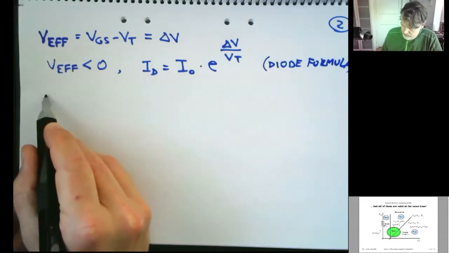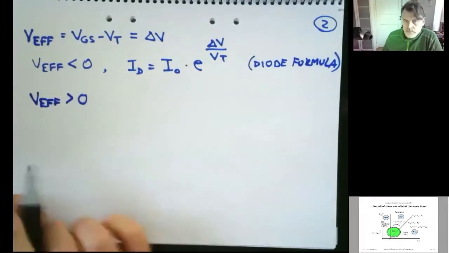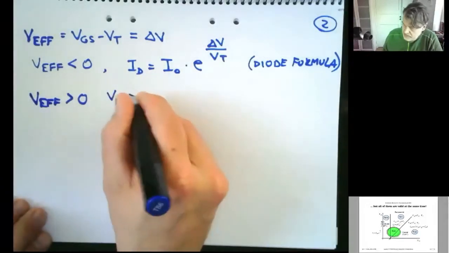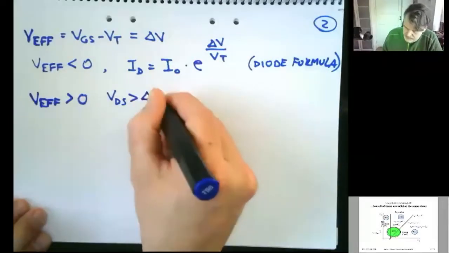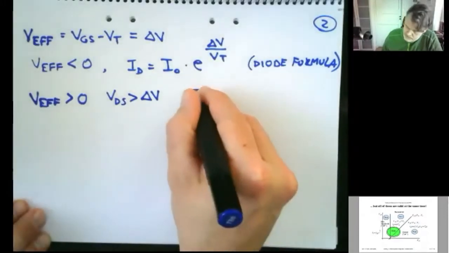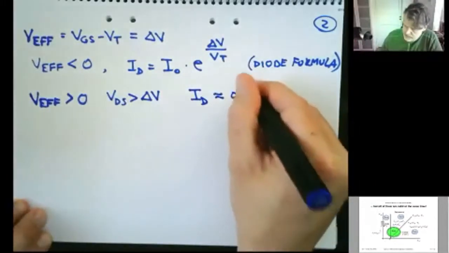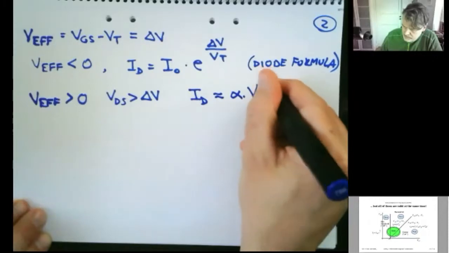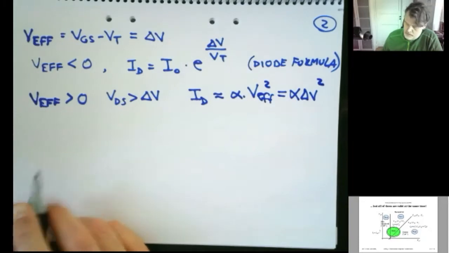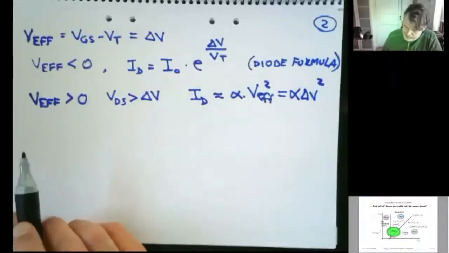Then we have another case. VF is now larger than 0, so we have turned on the transistor. But we also say then that VDS is larger than delta V or VF. And then we are in the saturation region, and then we have that ID is approximately equal to constant alpha times VF or delta V, alpha delta V squared. We will shortly look at that alpha. I'm just going to conclude here before the break.